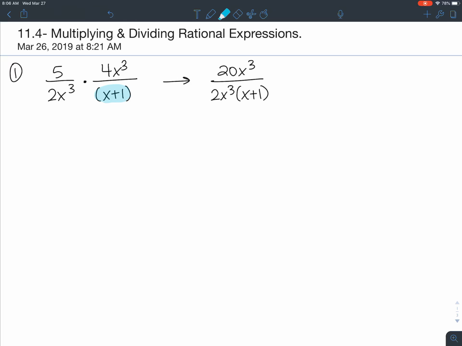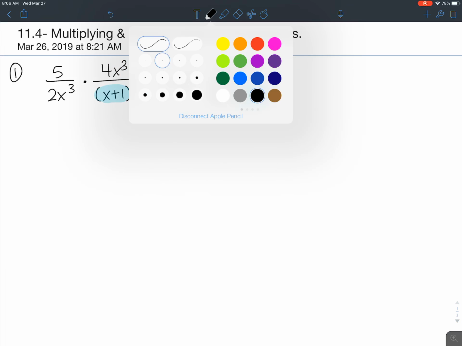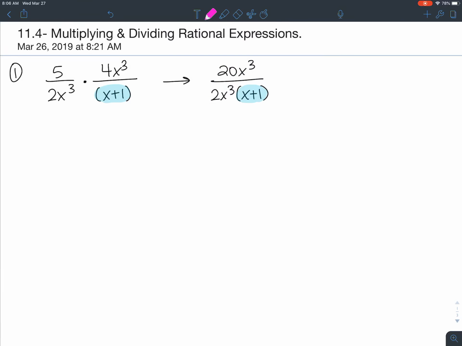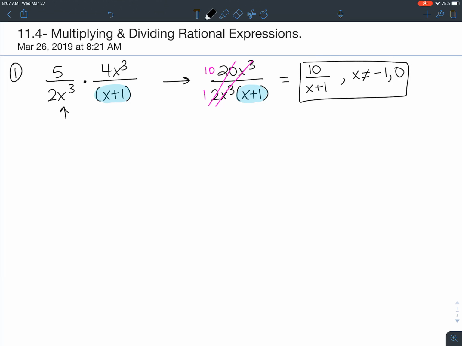Now, x plus 1, again, we can't break it up unless we find another one that's identical to it. But I can cancel out my x cubed because x cubed divided by x cubed is just 1. And then 20 divided by 2 is 10. Technically, these cancel to a 1. They don't cancel, they reduce. And then we're left with 10 over x plus 1. And we do need to state that x couldn't be negative 1, and back to the beginning, it also couldn't be 0.